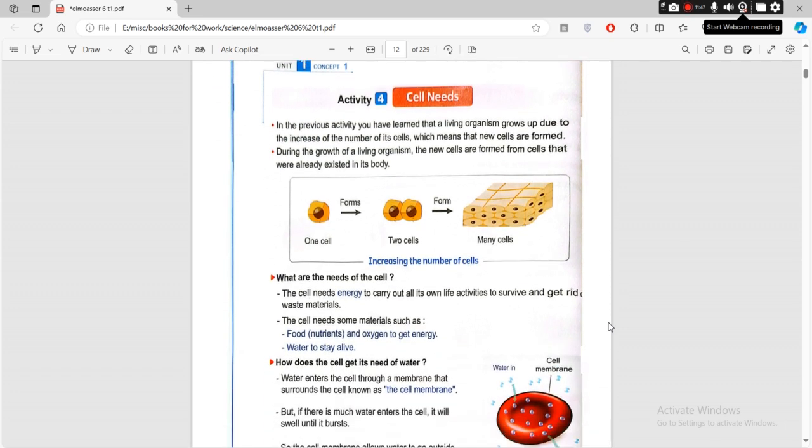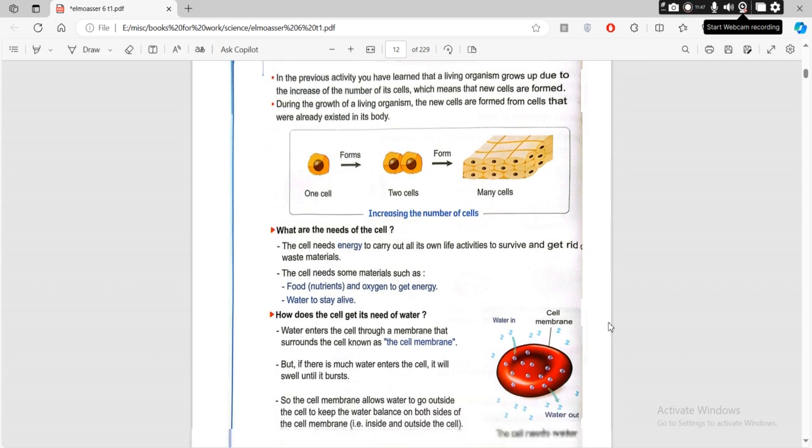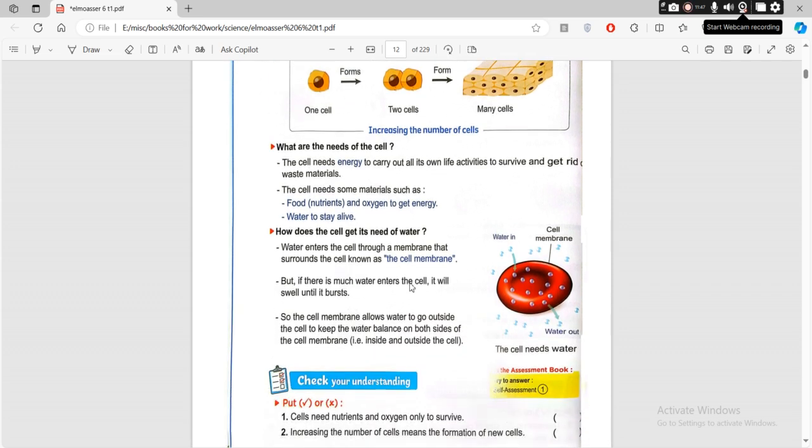Now, what does a cell need to survive? What does it need? It needs three things. Number one, it needs oxygen and nutrients, and it also needs water. So the cell needs three things to continue on living, to exist.